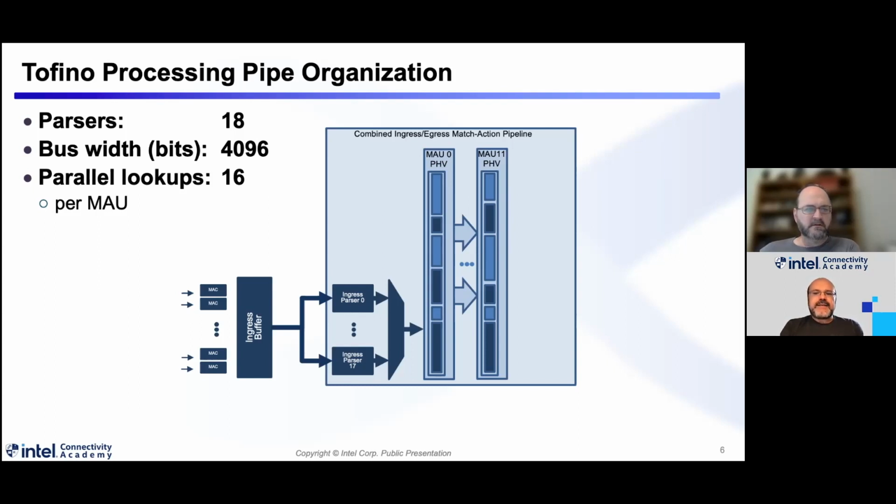Yes, and in case of Tofino, the match action pipeline consists of 12 stages, which are also called match action units or MAUs. In case of Tofino 2, that's 20 stages, but here's what's really important. First of all, in each stage, we can perform multiple lookups in parallel, up to 16, in fact, meaning that you can find more than one P4 table inside each stage.